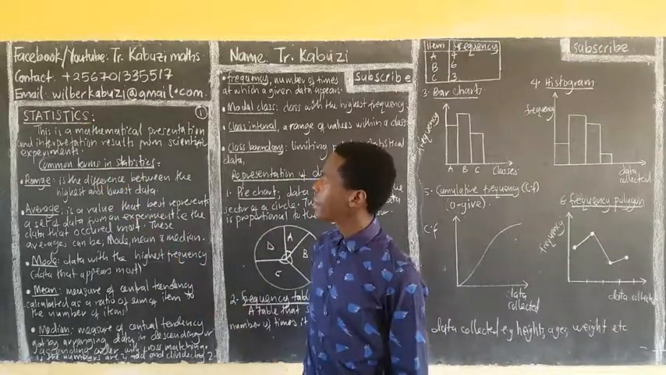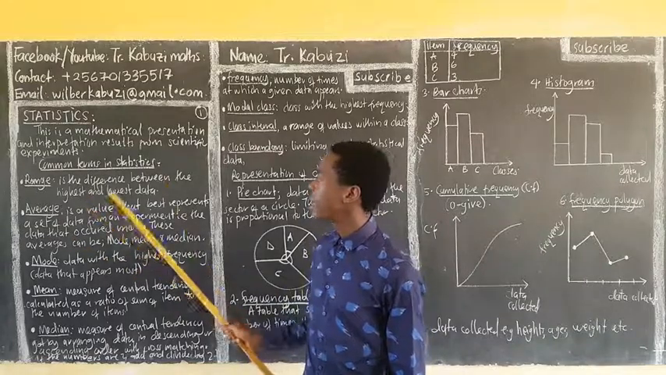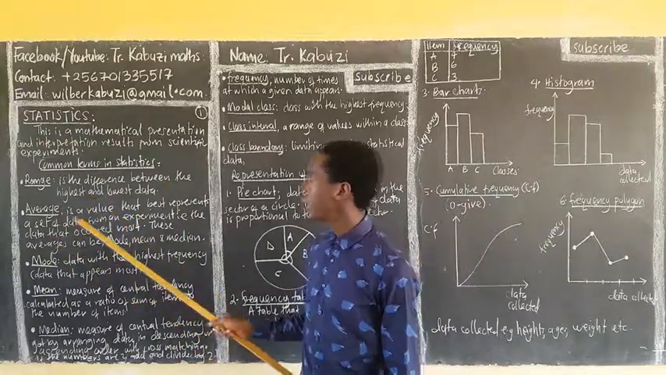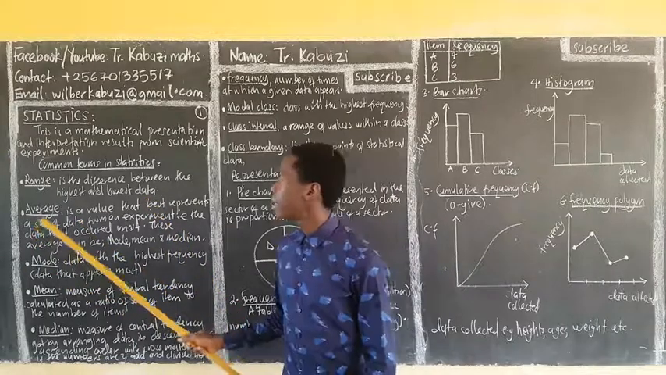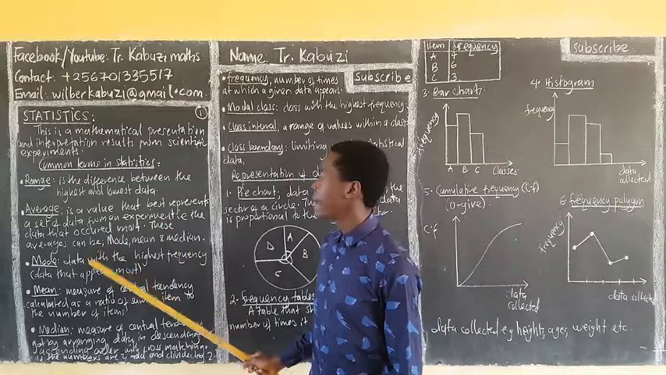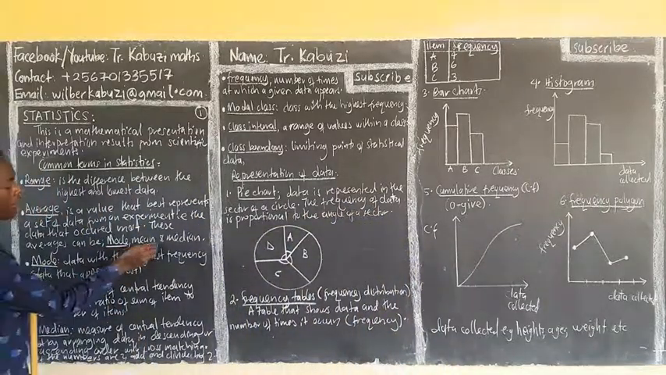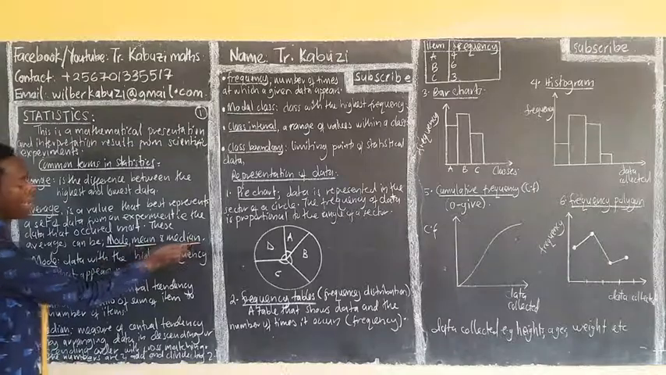Common terms in statistics, we call them range. It's the difference between the highest and the lowest data. Average is the value that best represents a set of data from an experiment. And this data can be in terms of mode, mean, or median.